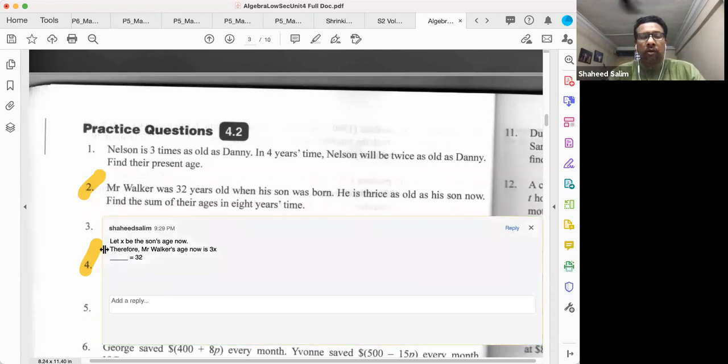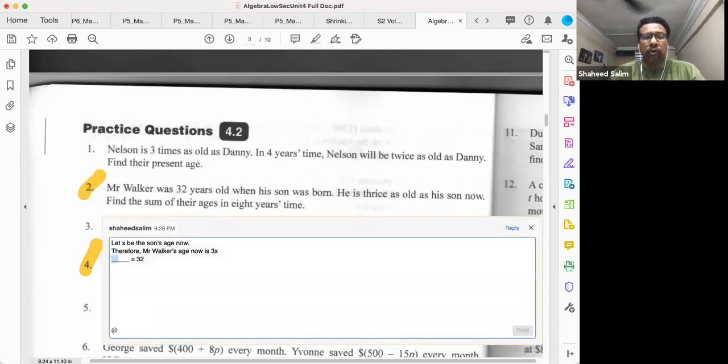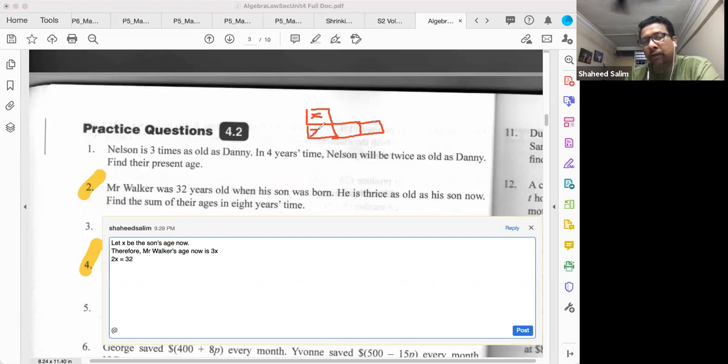Okay, so some of you may not get it. Why is it 2x? Okay, I'll show you. 2x equals 32. Now, see why? Okay, I'm going to use primary drawing now, but with the algebra inside so that you can see and picture it. So I just write the x here, right? So it's 3 times, right? 3x.